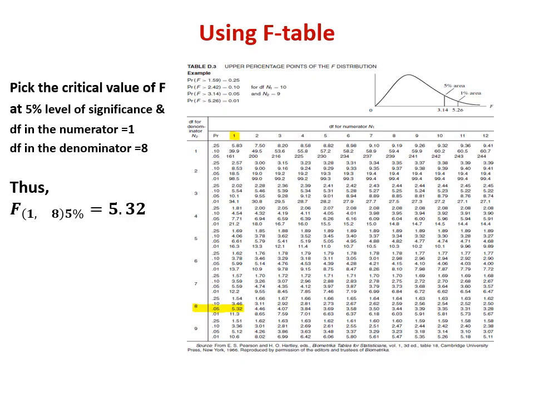From the attached F table, we pick the critical value at 5% level of significance and 1 degree of freedom in the numerator and 8 degrees of freedom in the denominator. This value, as mentioned earlier, equals 5.32.